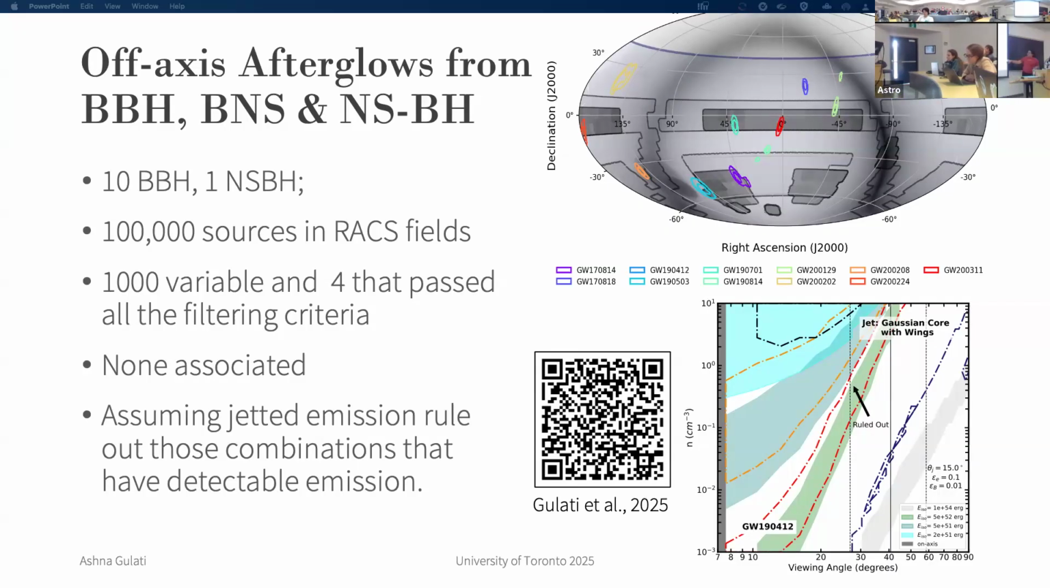So down here, I've got a plot for the same, basically a constraints plot, and what you see is we've got viewing angle on the x-axis and circumburst density on the y-axis, and you see there's an arrow pointing towards the region of bright afterglows that would have been detected with ASKAP, and we can rule it out because we did not.